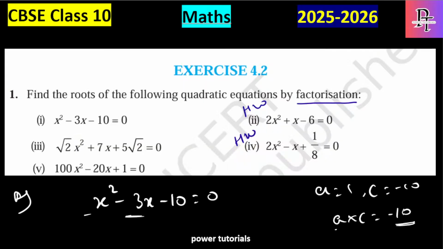And then in today's 8 p.m. video, we have covered the questions of exercise 4.2, and you can see here there are 2 homework questions. Those homework questions are going to be covered in this live session. Okay, so let's start with the first homework question, which is 2x square plus x minus 6 is equal to 0, and the second one is 2x square minus x plus 1 by 8 is equal to 0. We're going to solve these two.